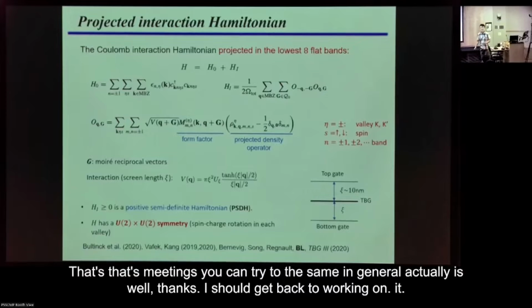As Nicholas said, with a non-negative Hamiltonian, the advantage is that if you can find a state with exactly zero eigenvalue, then it's exactly a ground state of this Hamiltonian. And just by looking at the Hamiltonian, it has a U2 times U2 symmetry, where each U2 is from the spin and charge rotation in each valley. If you look carefully, this operator O is a summation over all the spin and valley η. The matrix element actually depends on η, as you see here. So it's not invariant under valley rotation, but it's invariant under spin rotations and of course the U1 charge rotation. So this is the symmetry you have for this interacting Hamiltonian.